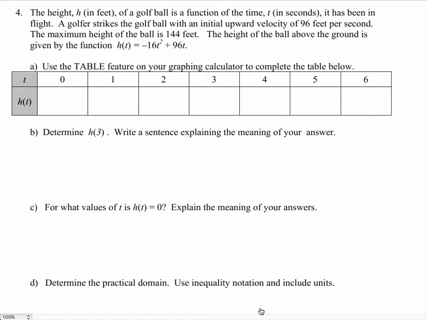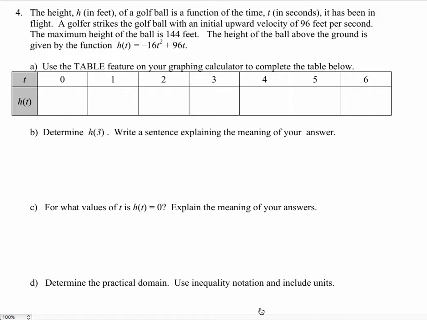The height h in feet of a golf ball is a function of time t in seconds it has been in flight. A golfer strikes the golf ball with an initial upward velocity of 96 feet per second. The maximum height of the ball is 144 feet. The height of the ball above the ground is given by the function h of t is equal to negative 16t squared plus 96t. Use the table feature on your graphing calculator to complete the following table.